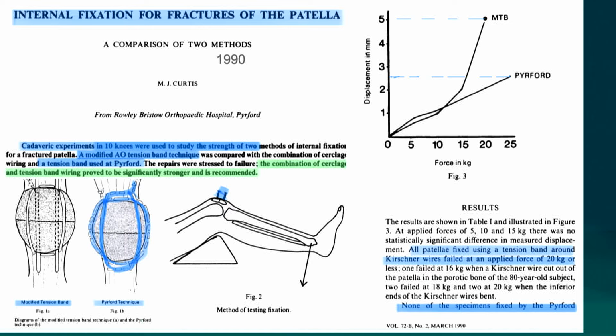It was in 1990 by Curtis, who demonstrated in the lab the modified tension band wiring against the pay-for technique. The pay-for technique gave good stability until 25 kg of weight load, whereas the modified tension band wiring failed around 18 kg of weight.